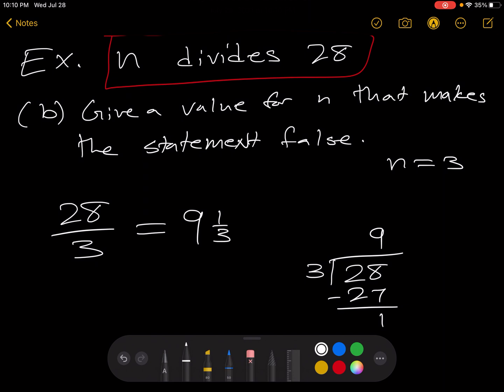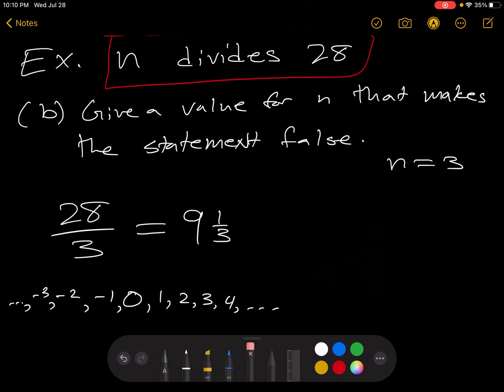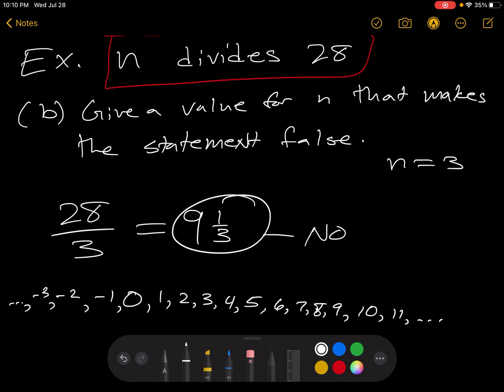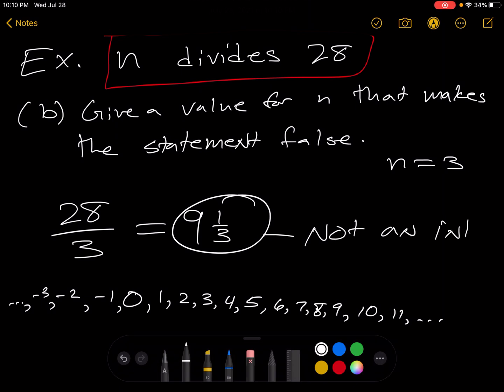Remember what the integers are, right? We have 0, 1, 2, 3, 4, and so on, and all the negatives as well: -1, -2, -3, and so on. All right, let me give myself a little more room. 4, 5, 6, 7, 8, 9, 10, 11, and so on. So 9 and 1/3 is in between 8 and 9. It's not a whole number, so not an integer.